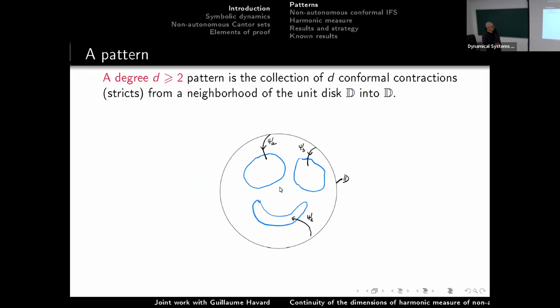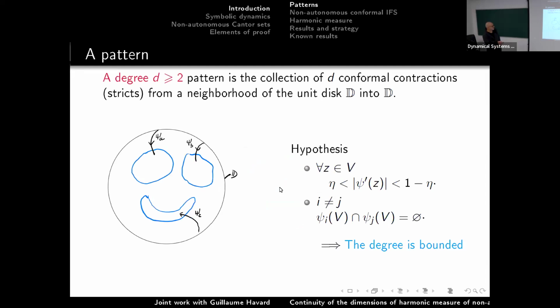Now, the degree of the pattern is the number of subdomains. Here, for instance, it will be 3. And the main idea is that, as I said before, we ask for the conformal maps to have this property, which means that they don't shrink too much and stay away from the disk. And of course, the domains are pairwise disjoint.